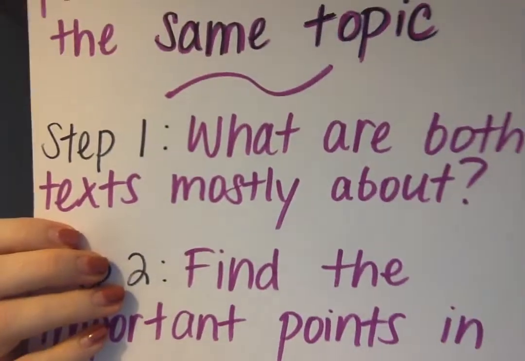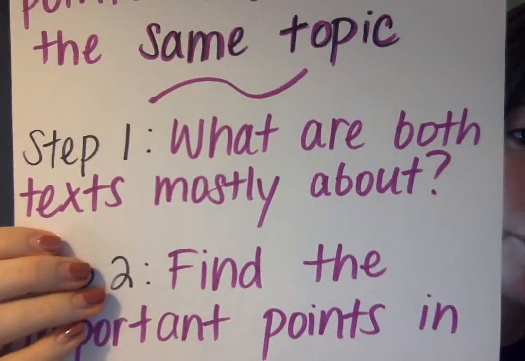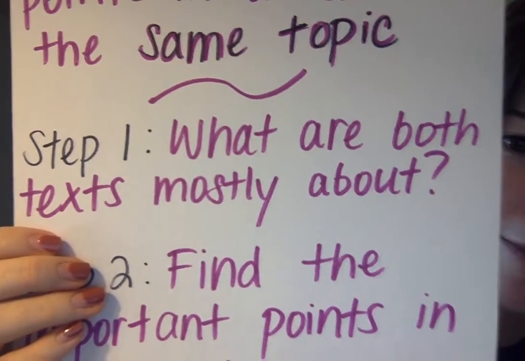Let's go ahead and follow our steps to do this. Step 1, what are both texts mostly about? We know that Henry's Freedom Box is mostly about a man named Henry Box Brown. He became famous for being a slave as a young boy and then escaping from slavery to freedom by mailing himself in a wooden crate from the South to Philadelphia, which was a free city at the time.